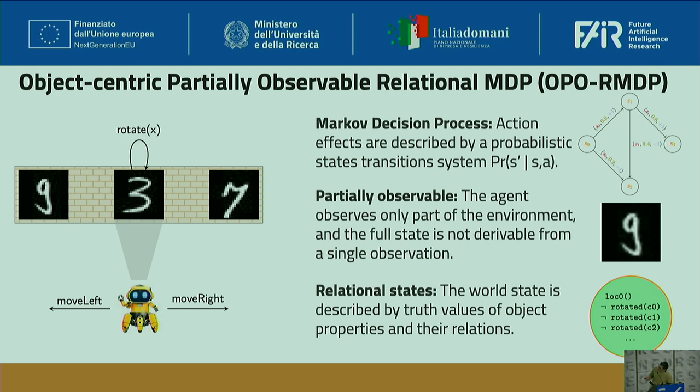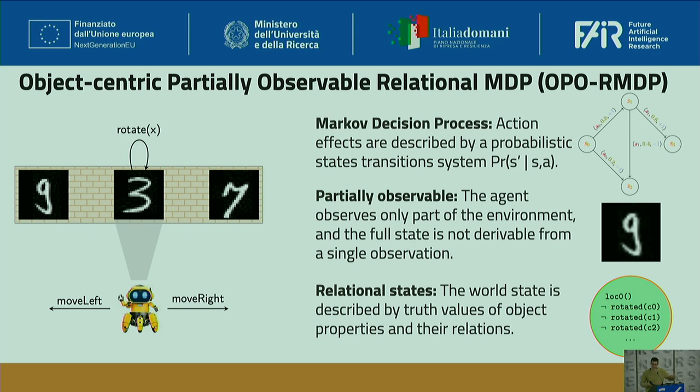Here you can see in this example, we have the robot that can move left and right and rotate a picture in front of him. So if you think of non-deterministic action effects, here, for example, when the robot moves right, with some probability, it doesn't move. So the action execution can fail, so the action effects are non-deterministic, or probabilistic in this case. And the environment is partially observable because the robot only perceives the image of the digit in front of it. So it cannot derive the full state of the environment from just the single image. So this is why the environment is partially observable.